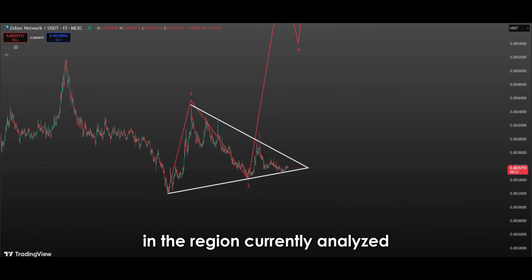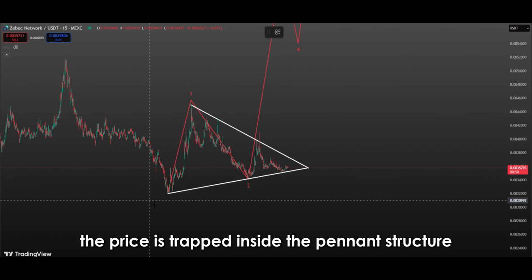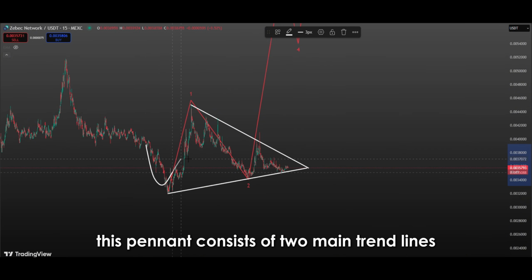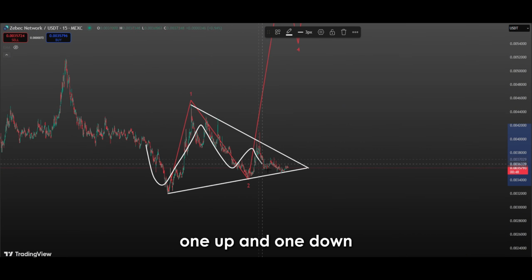In the region currently analyzed, the price is trapped inside the pennant structure. This pennant consists of two main trend lines, one up and one down.